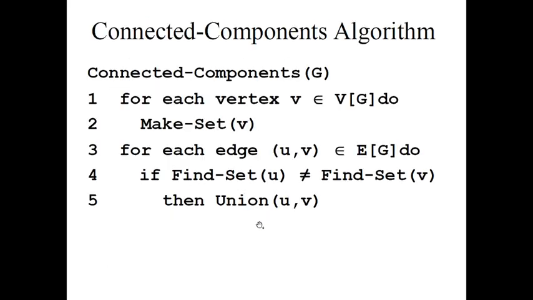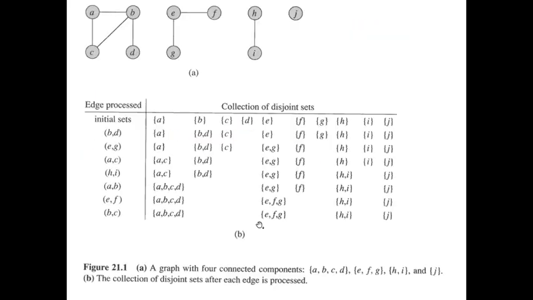Okay, here you can see the connected component algorithm, and this one is the example illustrating it. Initially each vertex is going to be a set: make set A, B, C, D, and here E, F, G. There are different graphs, 1, 2, 3, 4 graphs. One is G and H, and G, F and E, F, G, then H and I, then the final one is J.